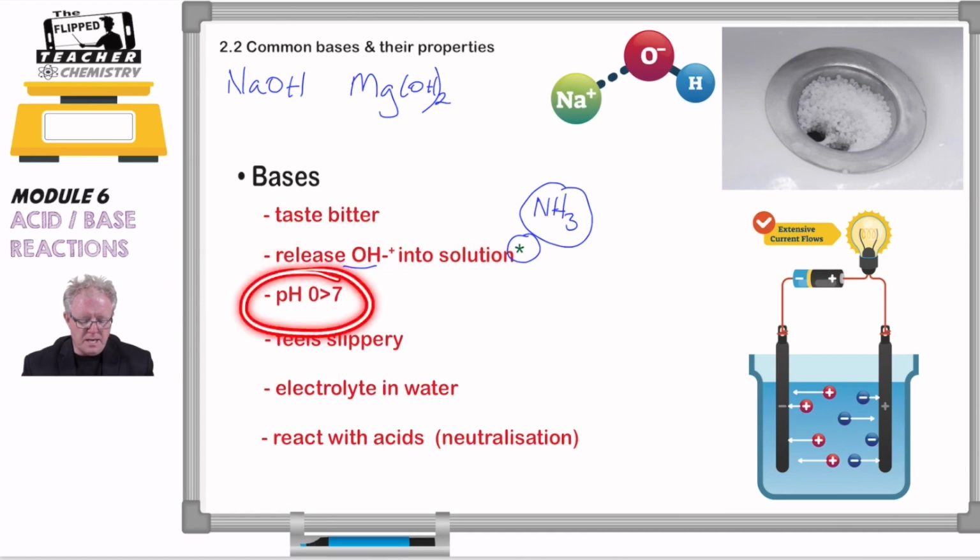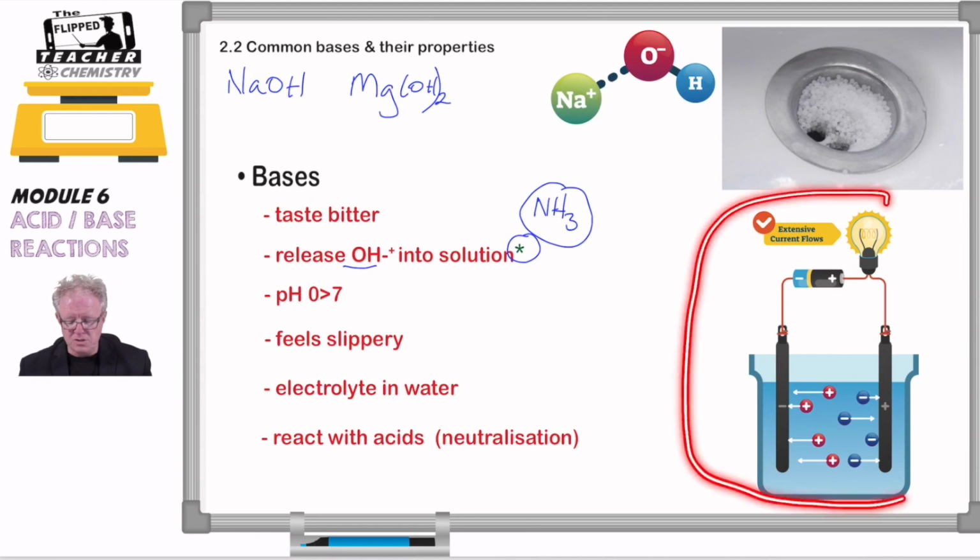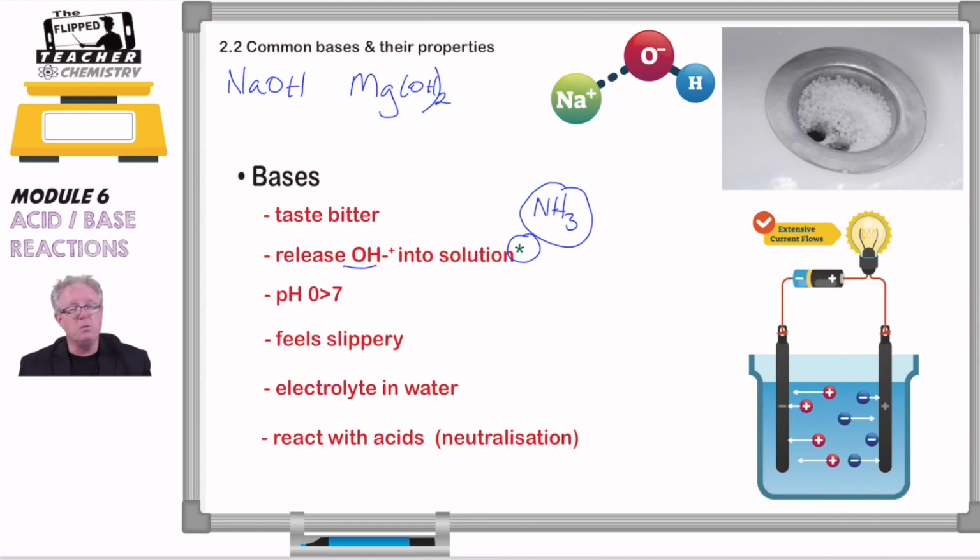Then we have our pH greater than 7, so we're going to be exploring that. Bases feel slippery. If you ever touch sodium hydroxide when it's wet, a solution of it, it feels slippery to your touch. It's an electrolyte in water. Now, I didn't mention this in the acid video, but an electrolyte is just a solution that has the ability to conduct electricity. And what we do in the lab is we usually do a test like this, and we will be doing this later on in this module when we talk about degree of ionization.